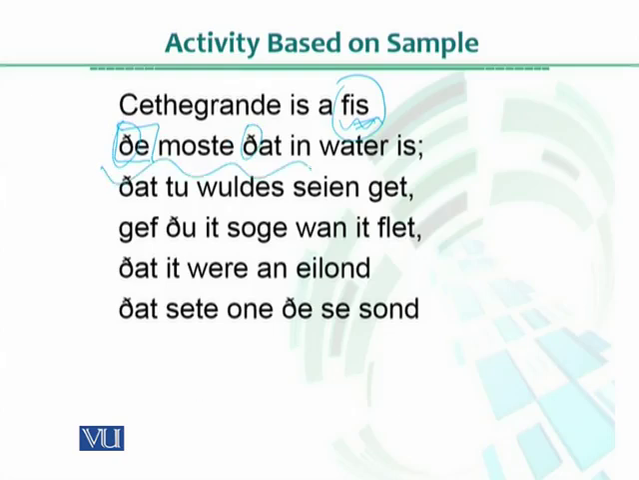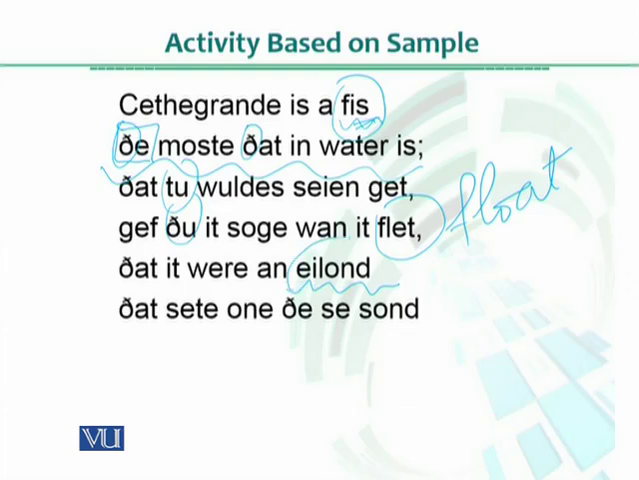Let us try to read this whole line. The most that in water is, that to would, that is you would, seen, that if thou see it when it floats, this is float, the modern English float, that it were an island. What is this where I have spoken the word island? I hope you are able to guess. Island of modern English. Here it is. Island. You can notice this. That sat on the sea sand.